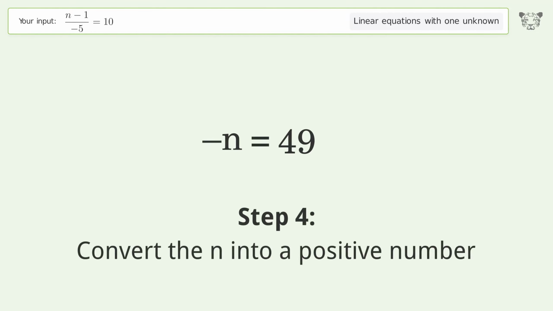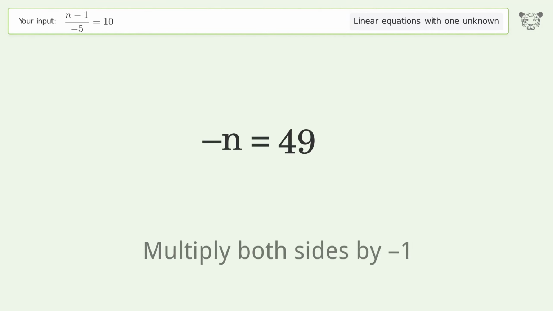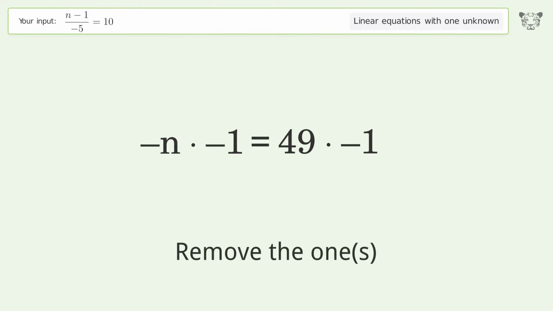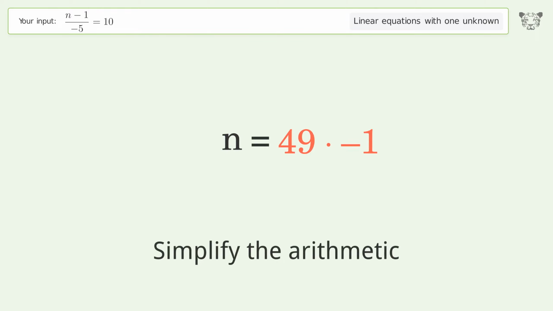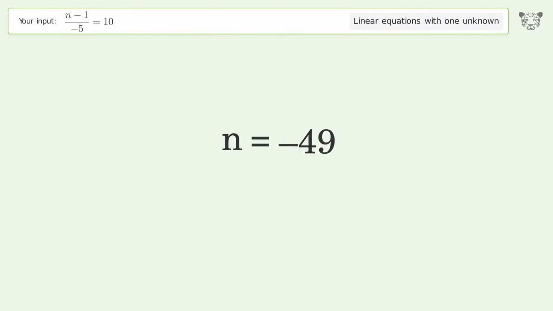Convert the n into a positive number. Multiply both sides by -1. Remove the ones. Simplify the arithmetic. And so the final result is n equals -49.